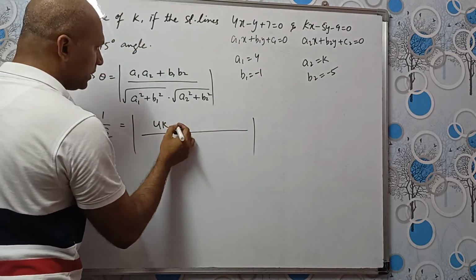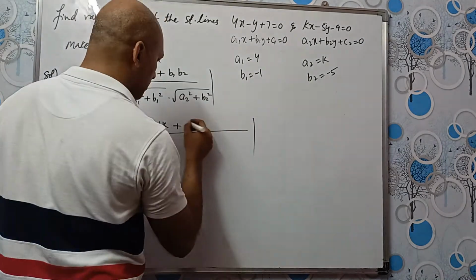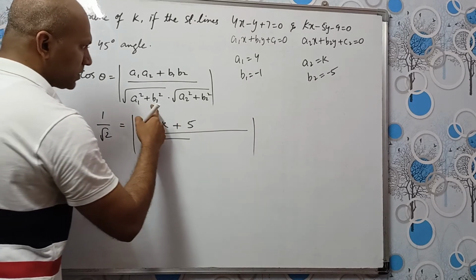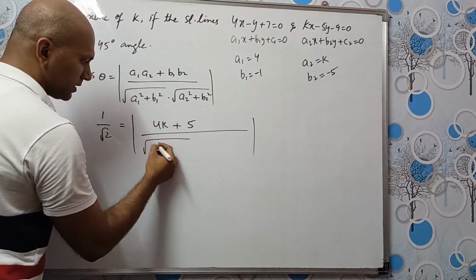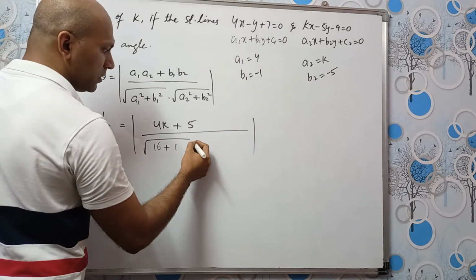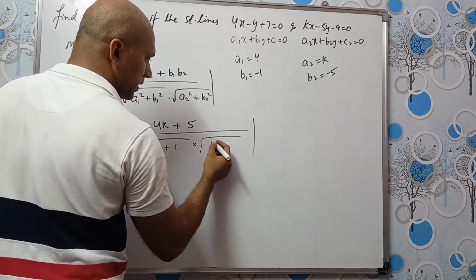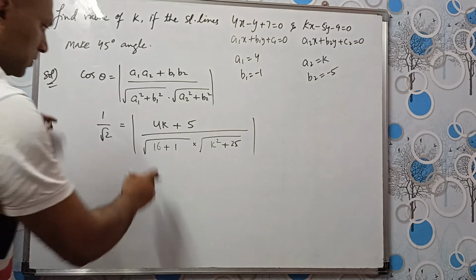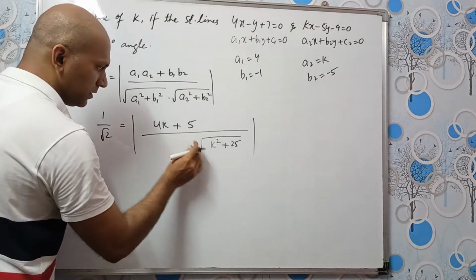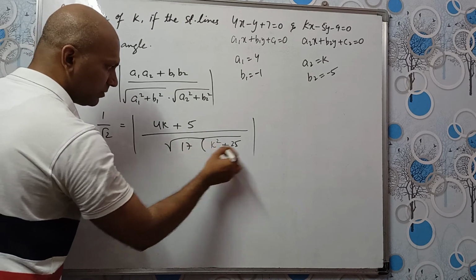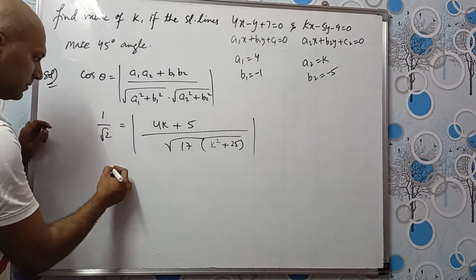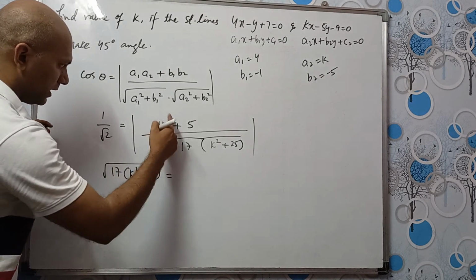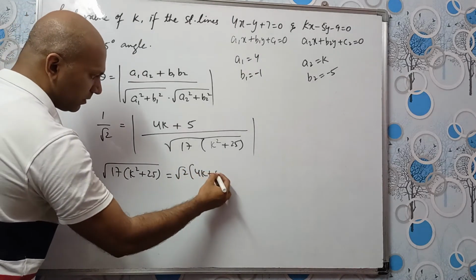a₁a₂, so this is 4k, plus b₁b₂, minus 1 times minus 5 is plus 5. Multiplication, right? Root of a₁² plus b₁², times root of a₂² plus b₂². So this is 16 plus minus 1 square is 1, multiplied by k² plus minus 5 whole square is 25. Okay. So this will be root 17. Root 17. Okay. If you cross multiply, 17 k² plus 25 inside the root, and this root 2 will go there, 4k plus 5.